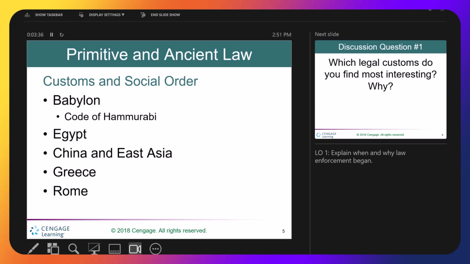China developed, in ancient China, they had developed a court system too, but they took it a step farther. They had civil and criminal, and they also set up multiple jurisdictions in China.